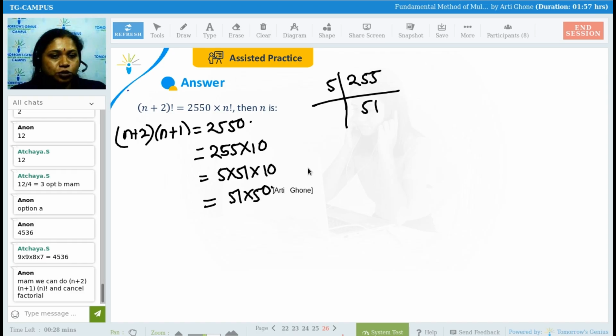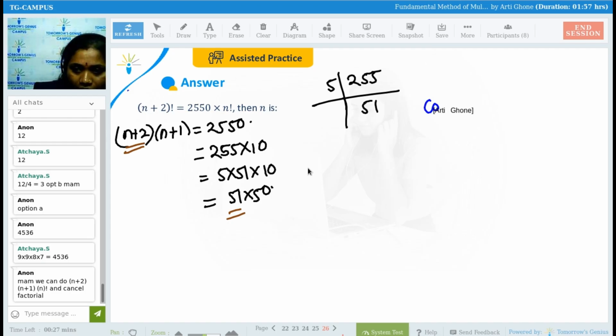See, here only you need to stop. Don't go into 2, 3 or all resolutions or factors. We want a two consecutive term multiplication that will be equated with n plus 2 and n plus 1. Got it? Clear? So n plus 2 is the highest number, so we must compare. If you want to compare n plus 2, then compare with 51 only. Don't compare reversibly.